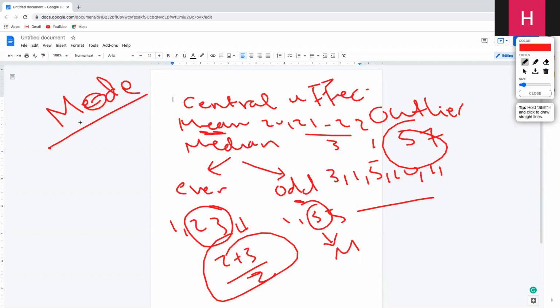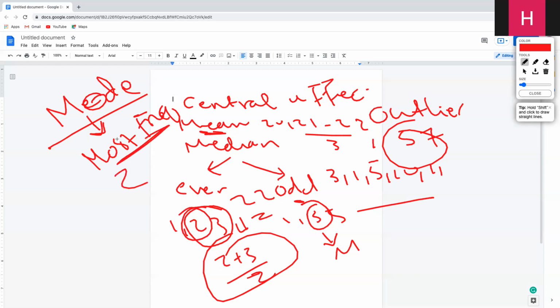Why? Because, what is the definition of mode? It is the most frequent number, right? So it doesn't matter whether I have an outlier or not, I just look for the number that was repeated. So if 2 was repeated 3 times and 3 was repeated 2 times, even if I have an outlier, the mode will still be the same, which is 2, because it was repeated 3 times. So this is regarding the mode.